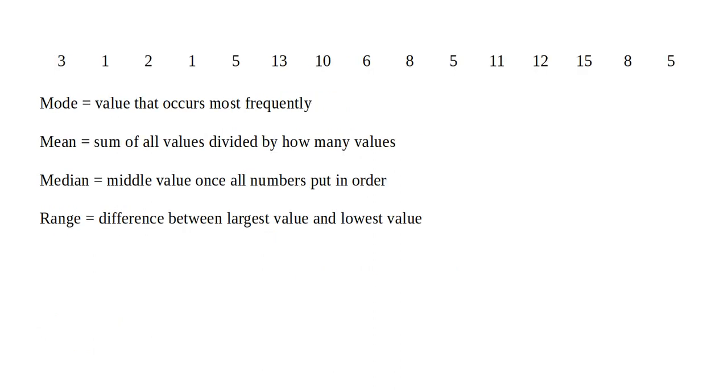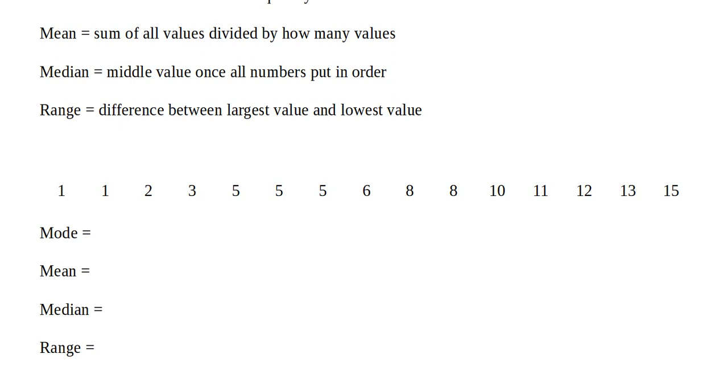So let's move on to a far larger set of data values. 3, 1, 2, 1, 5, 13, 10, 6, 8, 5, 11, 12, 15, 8, and 5. Well, before we look at any of those averages, I'm going to start by ordering them, because it's very easy to get ourselves confused with so many numbers. So we'll take a few moments and put them in order.